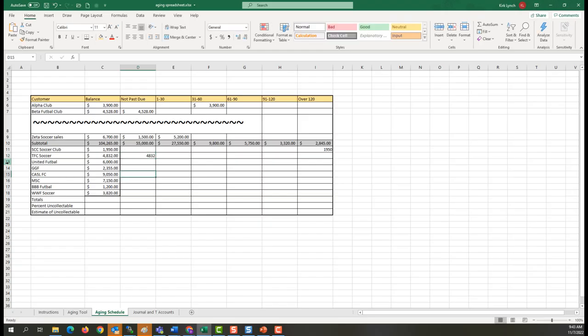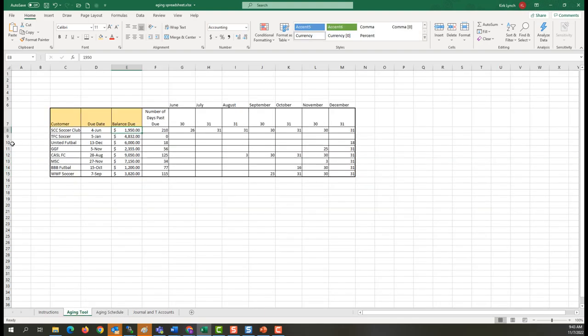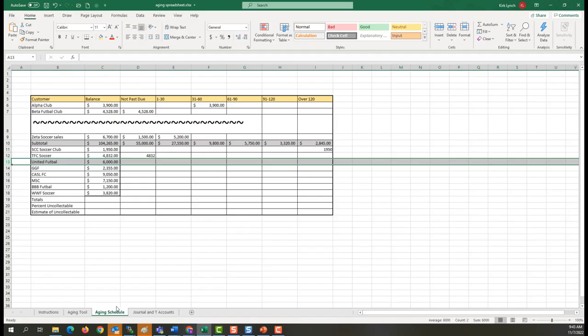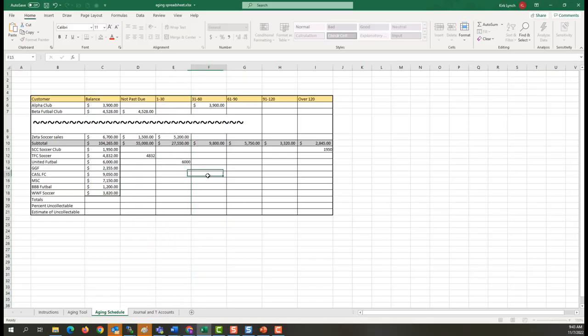Then we move down here to United, and if we look at our aging tool, we see that United right here was 18 days past due. So on our schedule, that's between 1 and 30. So they're going to go in this category right here. And so we're going to copy this $6,000 over here.